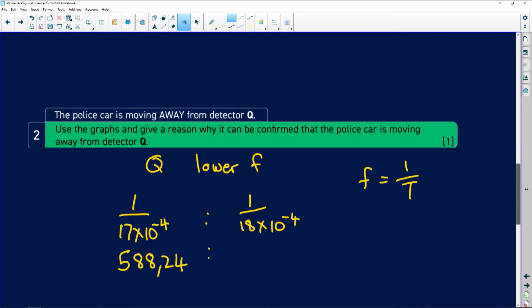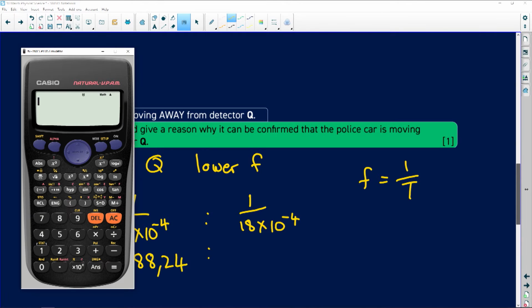All right, let us just work out the next one quickly. So the next one was 1 divided by 18 exponent minus 4. What is that equal to? And that is equal to 555,56.